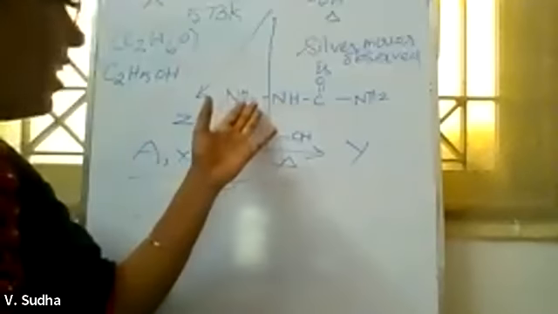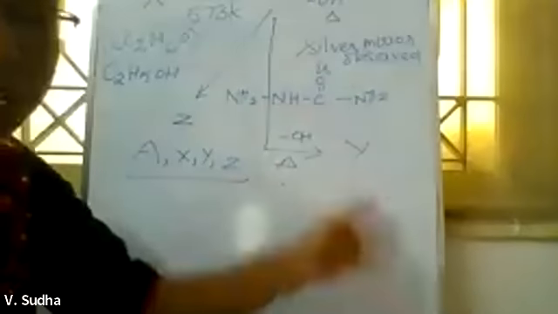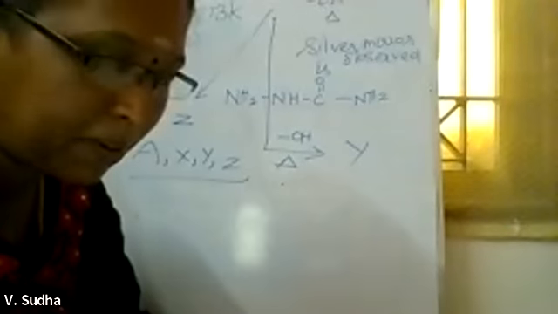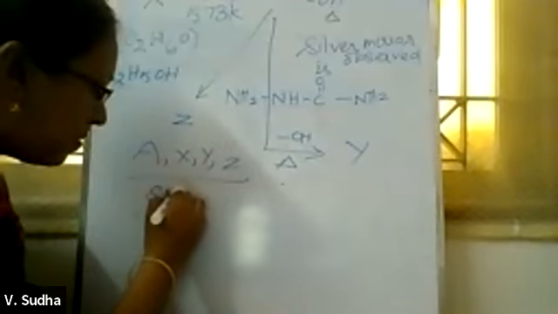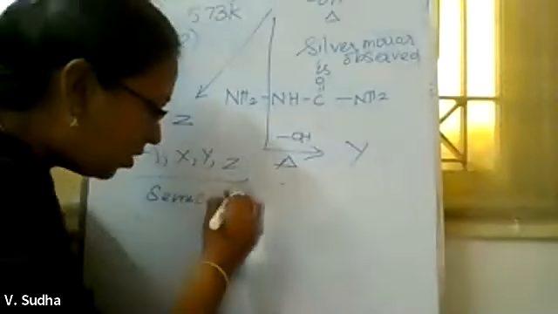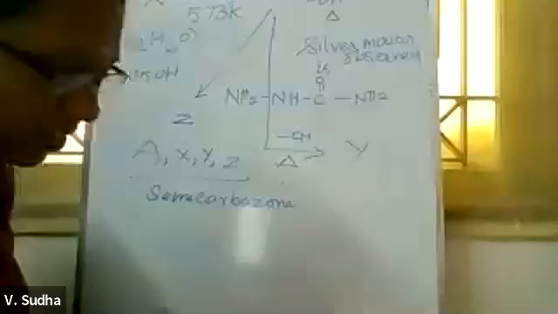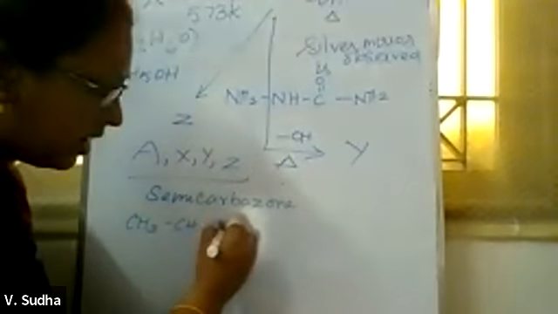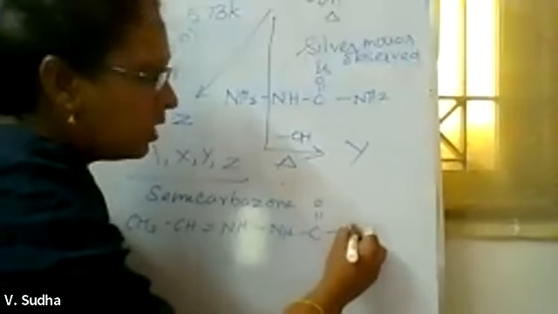So that will get treated with A, the aldehyde. Aldehyde gives the Tollens test. Yes, you will get a white precipitate. So here Z will be semicarbazone, CH3-CH=N-NH-C(=O)-NH2. There will be a loss of water.